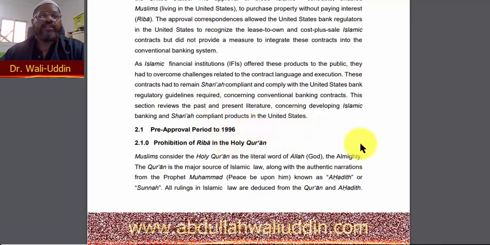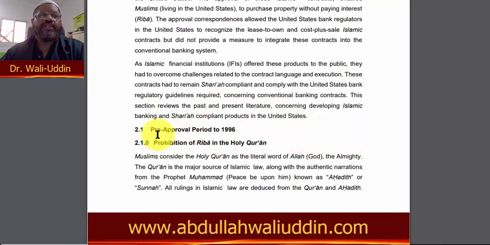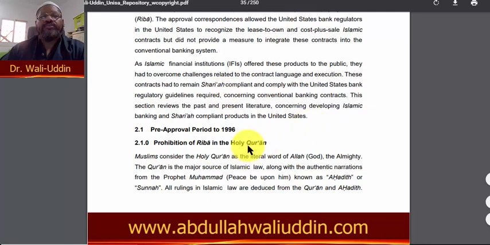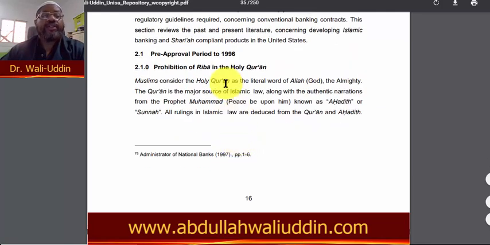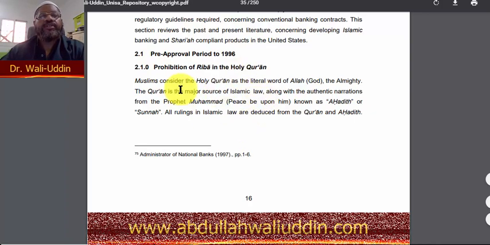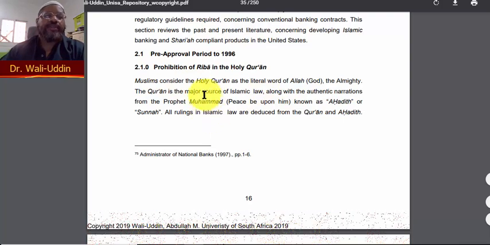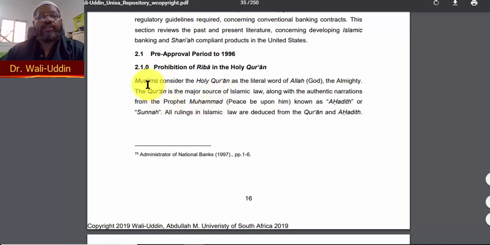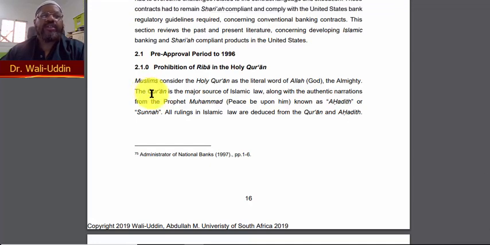And so this section reviews the past and present literature concerning developing Islamic banking and Sharia compliant products in the United States. So I developed the theory areas in the literature review. Theory of contracts, one, Sharia compliant products, and so that's two of them. And as we go, you'll see what we're talking about here. And then the Islamic law, the Islamic Sharia, concerning that theory of contracts.